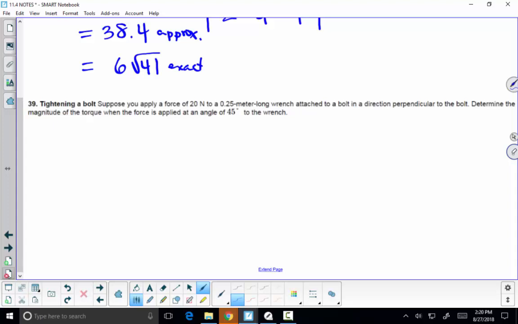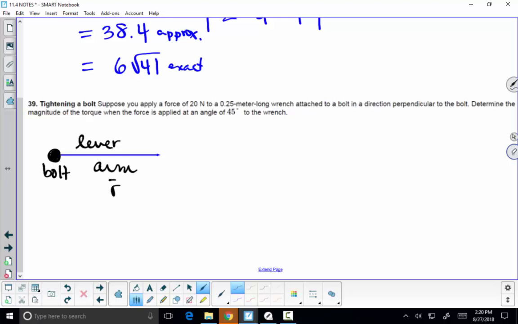It's kind of small print there, but another application is finding torque, and the idea is pretty simple. If we imagine an arm, they call it like a lever arm. Think of it as a wrench or something. And then over here we have a bolt that we're turning. So that's a bolt. So we've got our wrench.